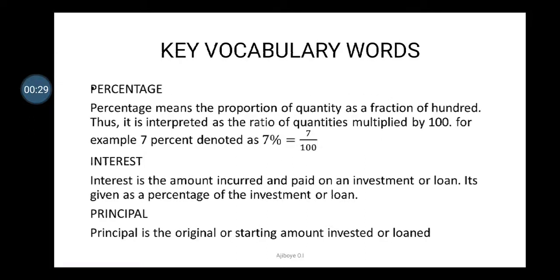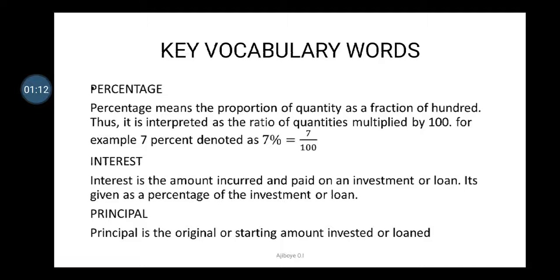Key vocabulary words. Percentage. Percentage means the proportion of quantity as a fraction of 100. Thus, it is interpreted as the ratio of quantities multiplied by 100. For example, 7% will be equivalent to 7 over 100. So to remove the percentage symbol and convert it to a fraction, it will be 7 over 100. Anytime you have a percentage in any question, you can therefore convert it to a fraction. For example, 25% will be equal to 25 over 100. So that is very important.